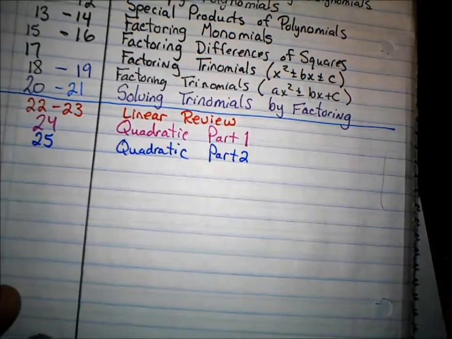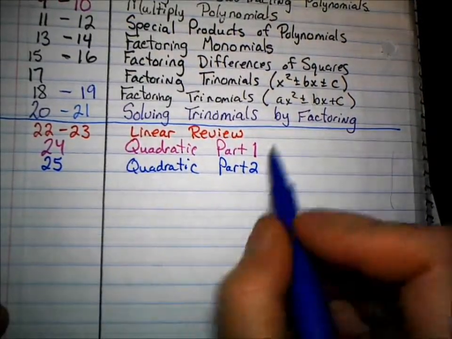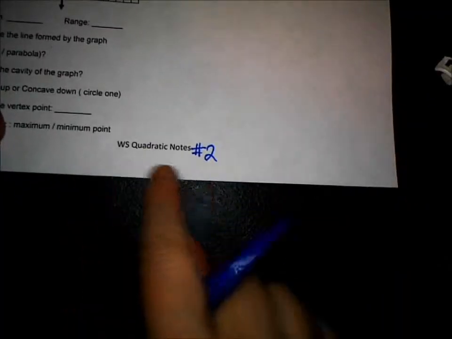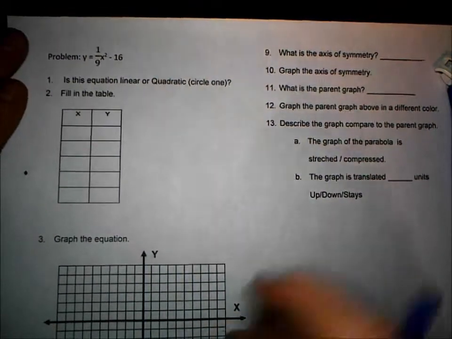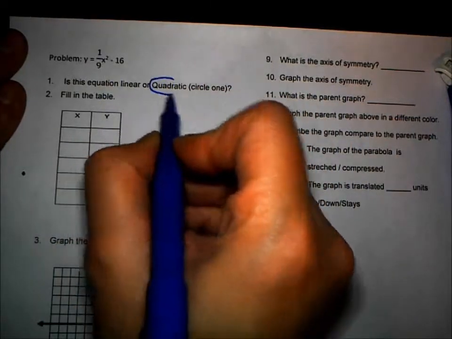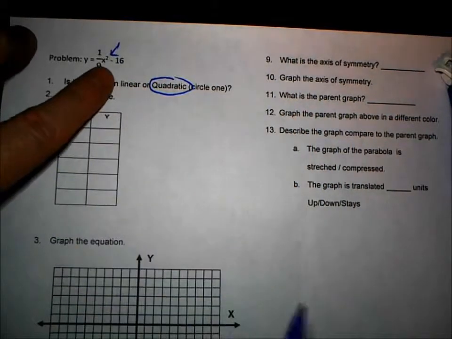Okay, in your table of contents on page 25 we have quadratic part 2, and on the worksheet it'll say quadratic notes number 2 as well. And we're going to start this out like we have before. We've got to answer, is this linear or quadratic? Remember, it is quadratic because it has that little square on our problem.